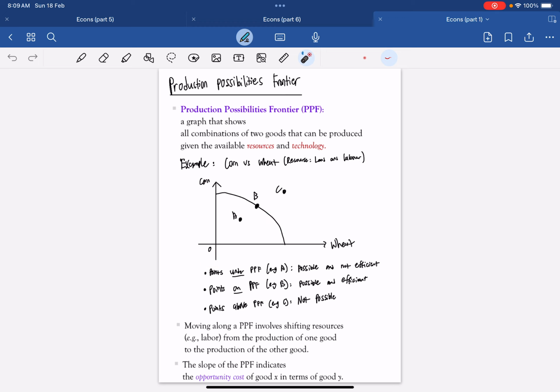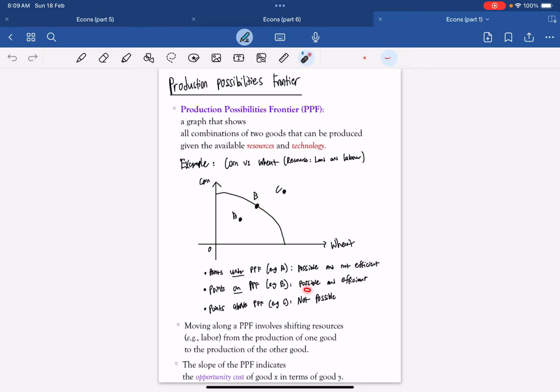And the reason why it is concave is because the resources to produce corn will now be shifted to produce wheat, but they may not be as effective in producing wheat, so it is concaving downwards.